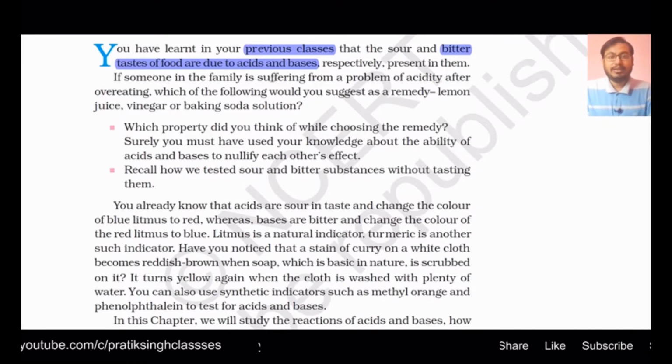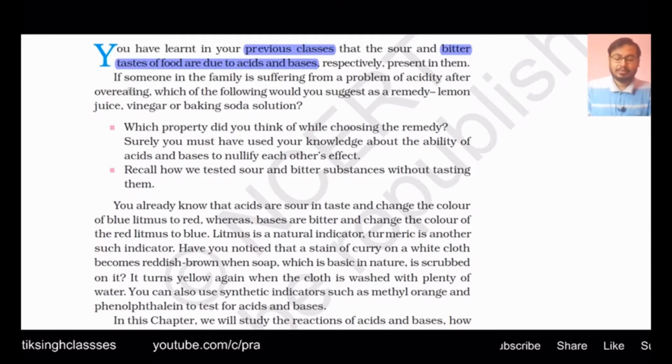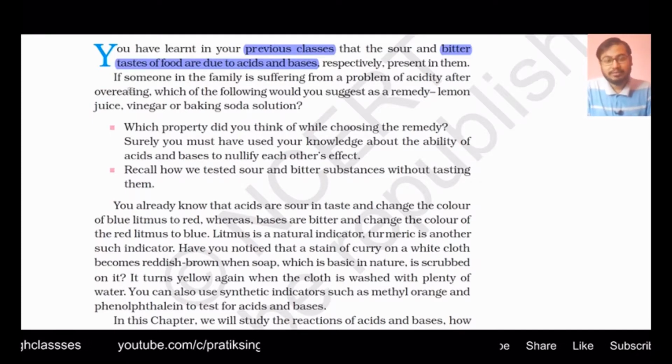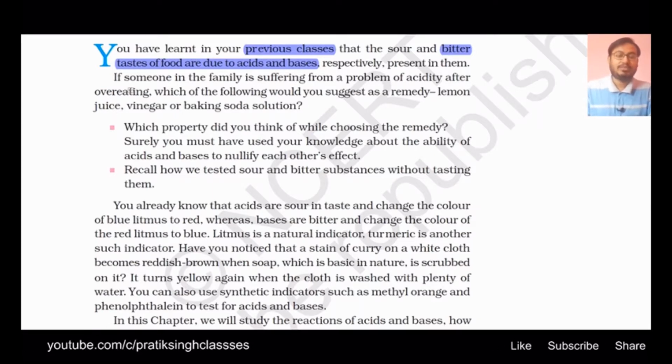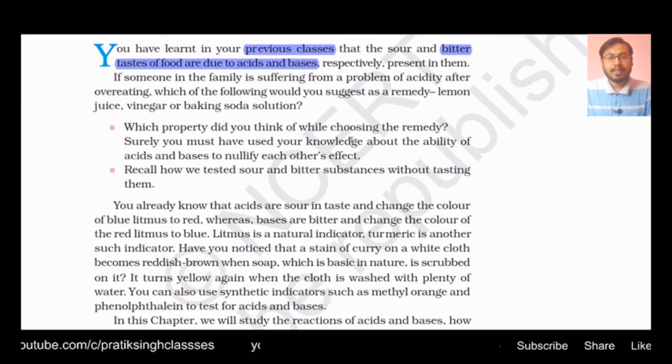If someone in your family is suffering from the problem of acidity after overeating, like suppose any of your family members has eaten more than the need and suffers from acidity, in that situation what will you give as a remedy? Lemon juice, vinegar or baking soda solution? First of all you should know the meaning of acidity, and when it happens, what should be given as a medicine to nullify its bad effects.